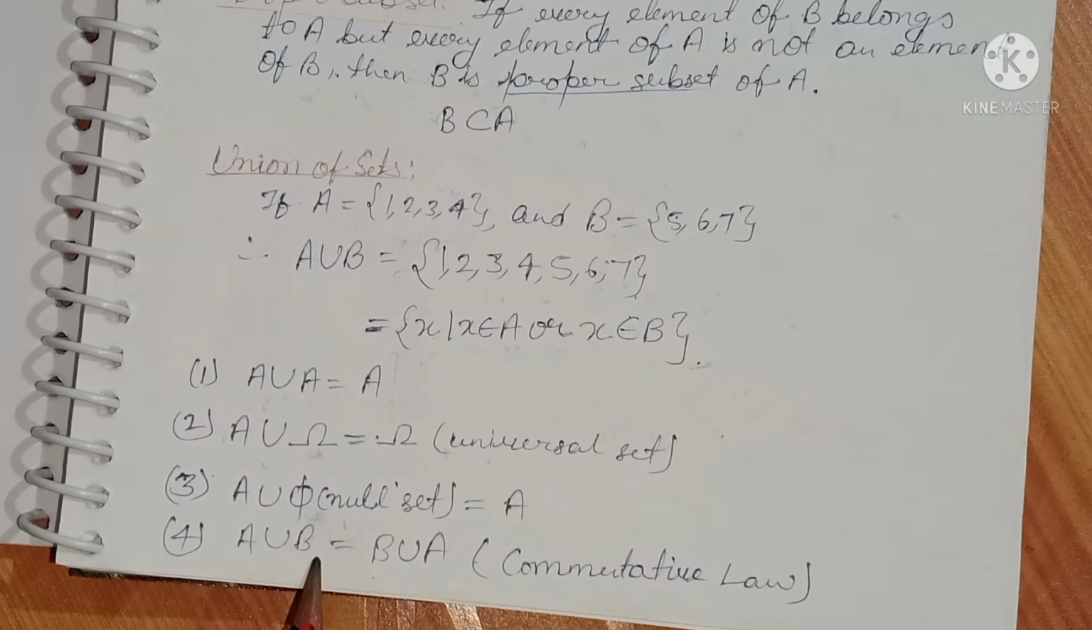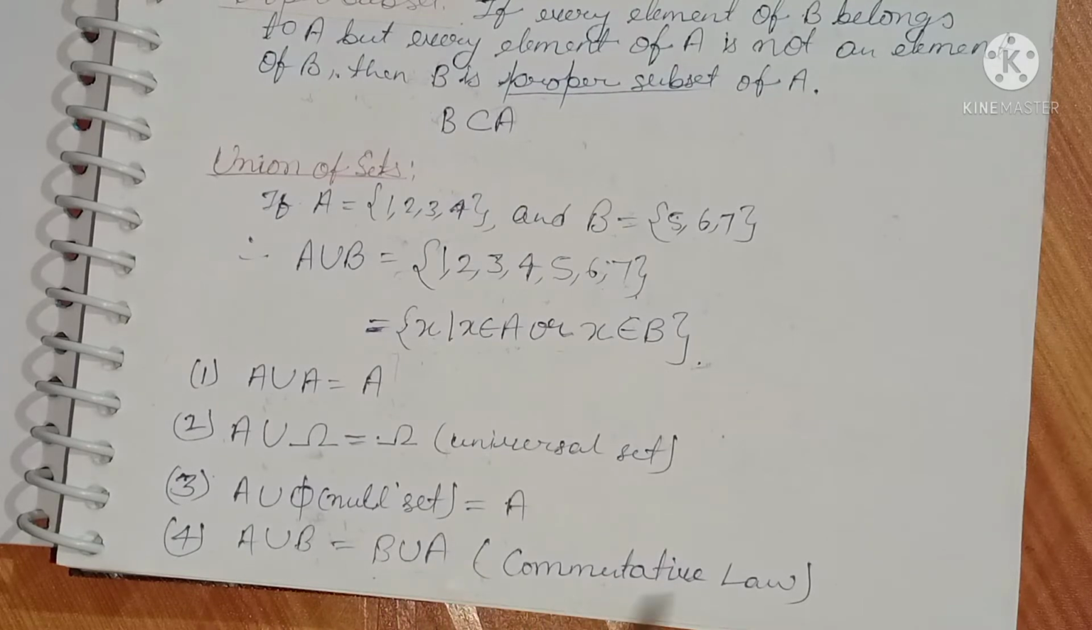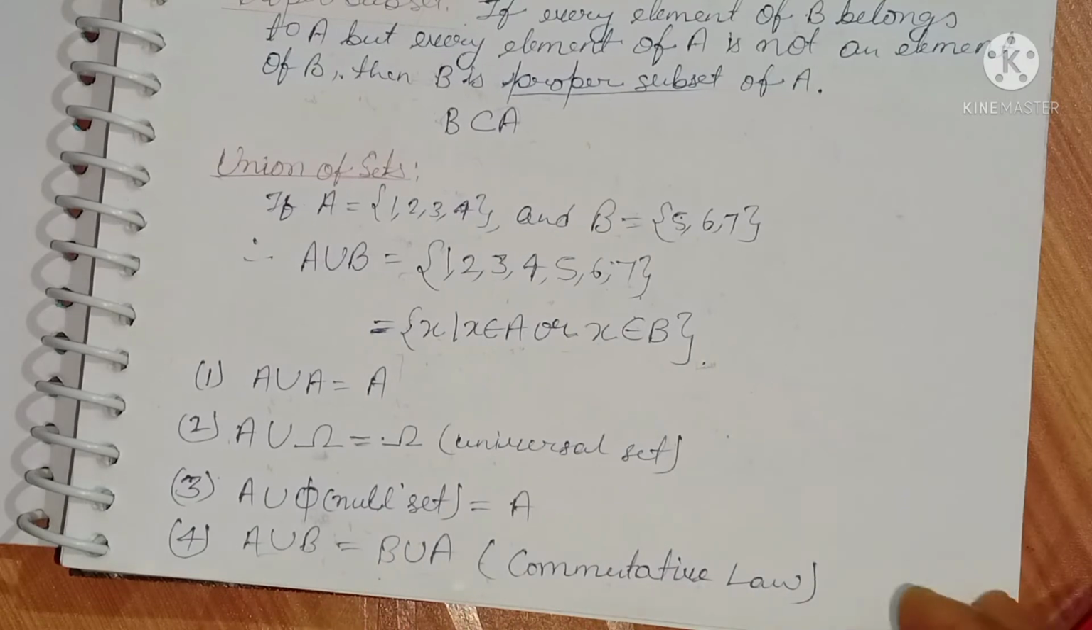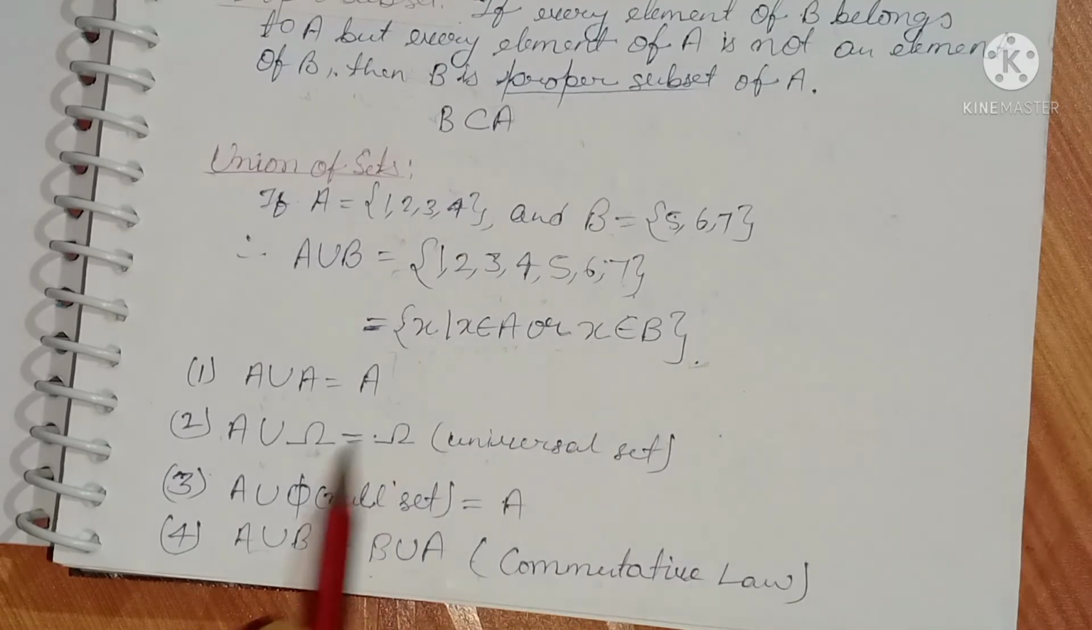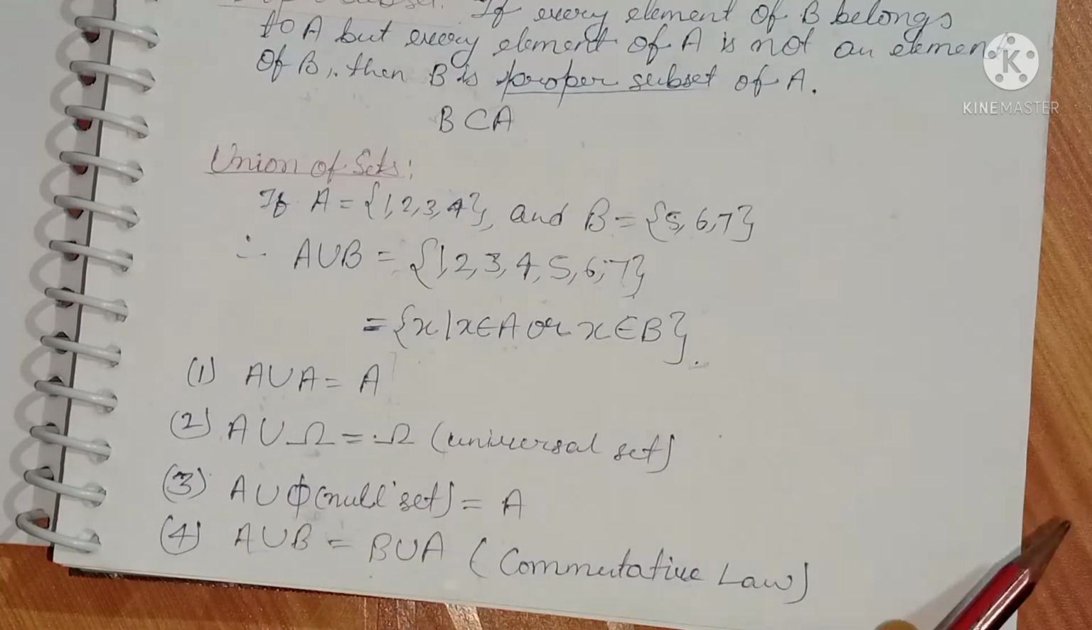Then A union B will be equal to B union A. This is the commutative law. It means union of sets follows the commutative law. So you can change the order. You can write A union B, or B union A, same thing.